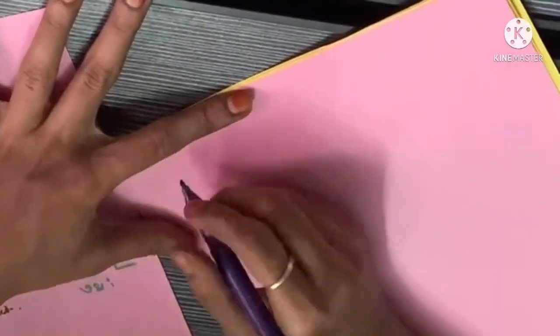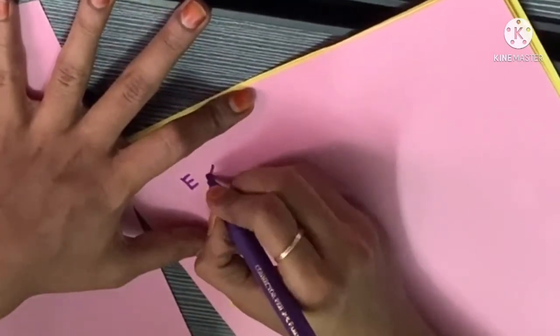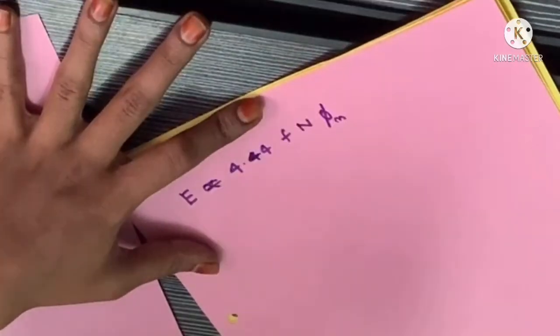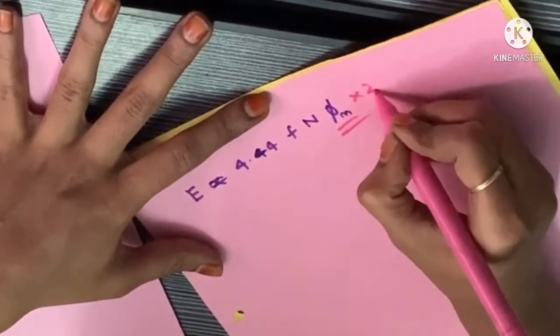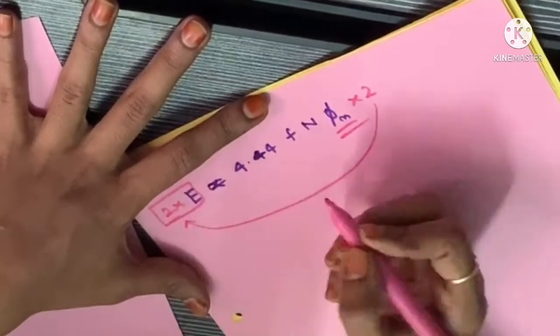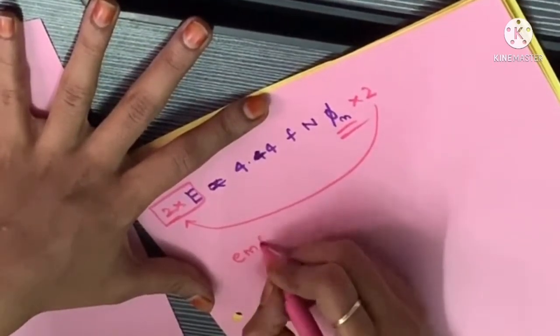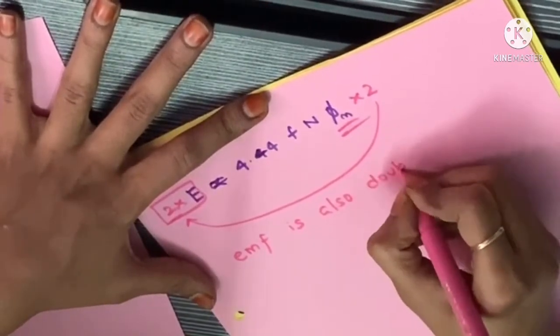Now I'll explain the main problem. As we know the EMF equation of the transformer, what happened in this case is the flux is doubling, meaning it is twice, so this 2 is implied here, and this gives you the double EMF. So EMF is also doubled.